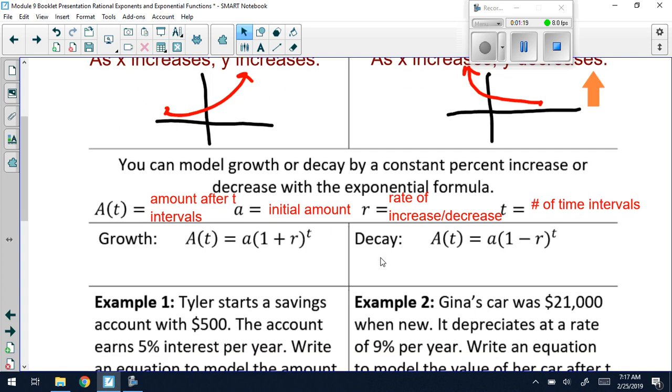Now, we can write exponential models for growth and decay. Notice the formulas are basically the same. We'll talk about the formulas, but let's look at what each of the variables mean. So your A of t, that's the amount after t intervals. So usually we say per year. Both of the examples we're going to do today are per year. So it would be the amount after t years. A is your initial amount. That's what you start with. R is your rate of increase or decrease, always written as a decimal when you are putting it into the formula. And then t is your number of time intervals.